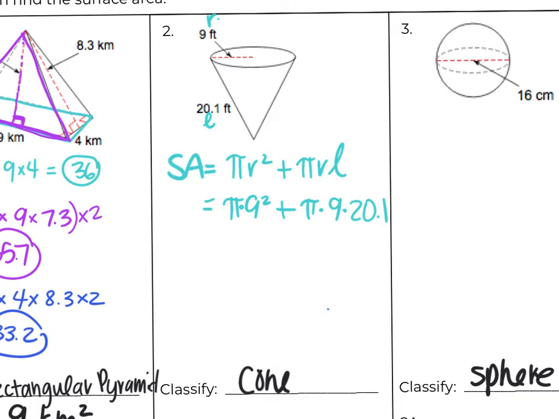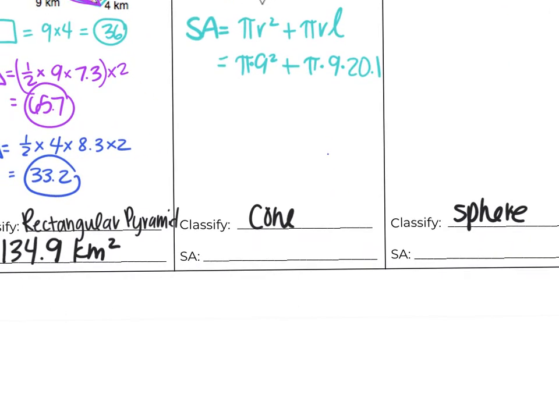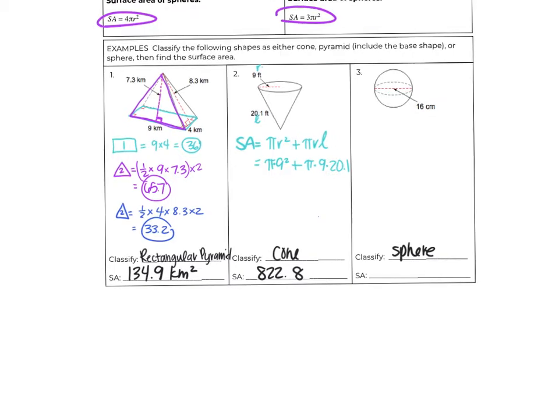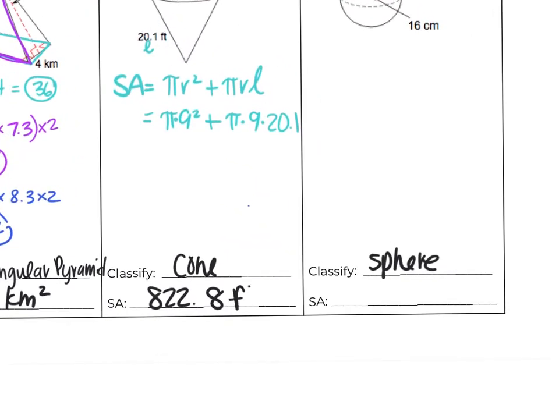Brendan, do you have that? All right, what'd you get? Yes, I got that too. 822.8, is that what you guys got? Good. Feet squared.